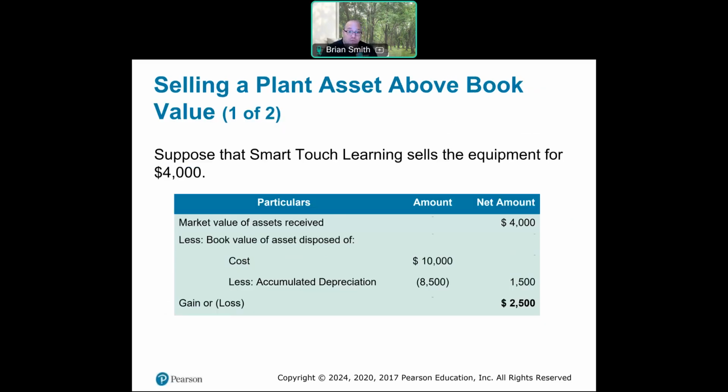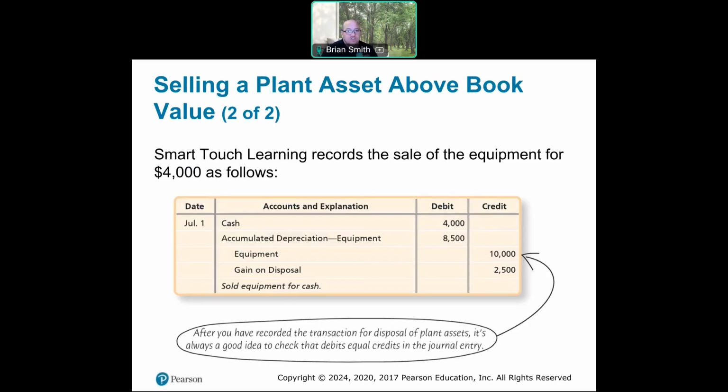Now, what if they sold it for $4,000? Well, now we're selling it at a gain because we're getting more than what we have left to depreciate, which in this case is $1,500. So $4,000 minus $1,500, we're going to see a gain of $2,500. Under this circumstance, the journal entry will be the same, except cash is now $4,000 and the gain is $2,500.